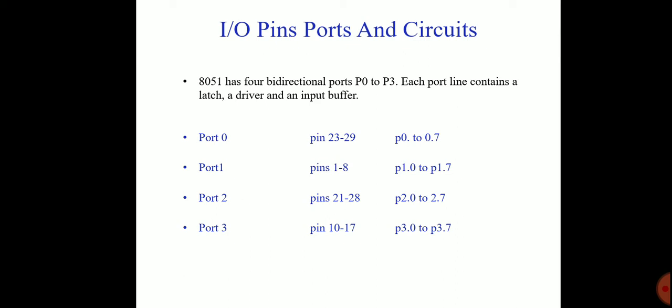When used as an output port, the value will be loaded to the latch. If the value is 1, then the lower FET is turned off and this drives the pin high through the pull-up load. If the value is 0, the lower FET is turned on and the pin goes to 0. The internal pull-up has two FETs, one of enhancement type and another of depletion type. So these are the port 1 operations of the 8051 microcontroller.